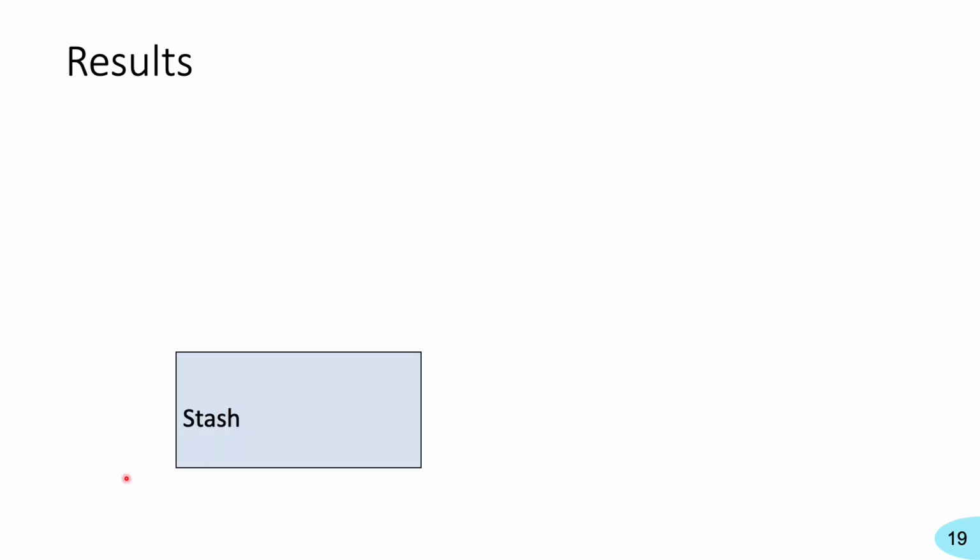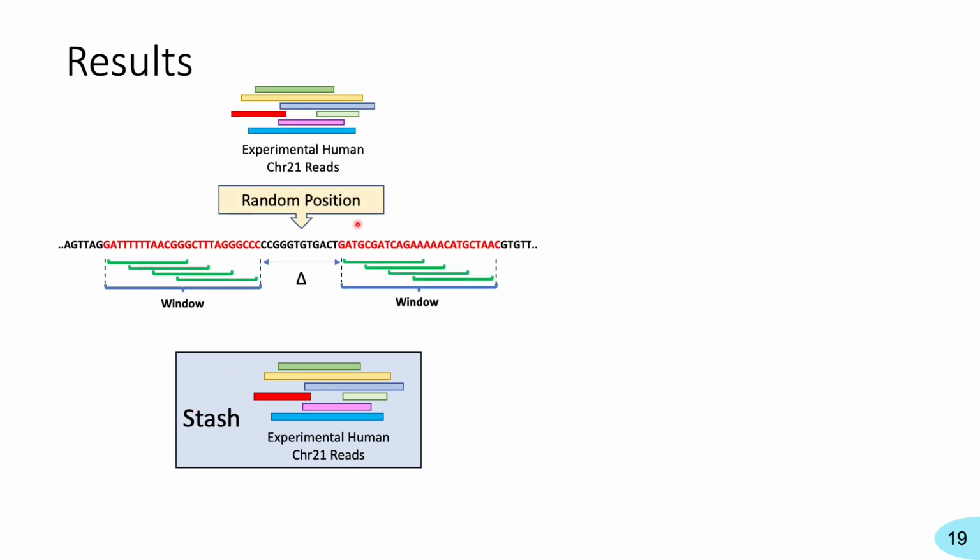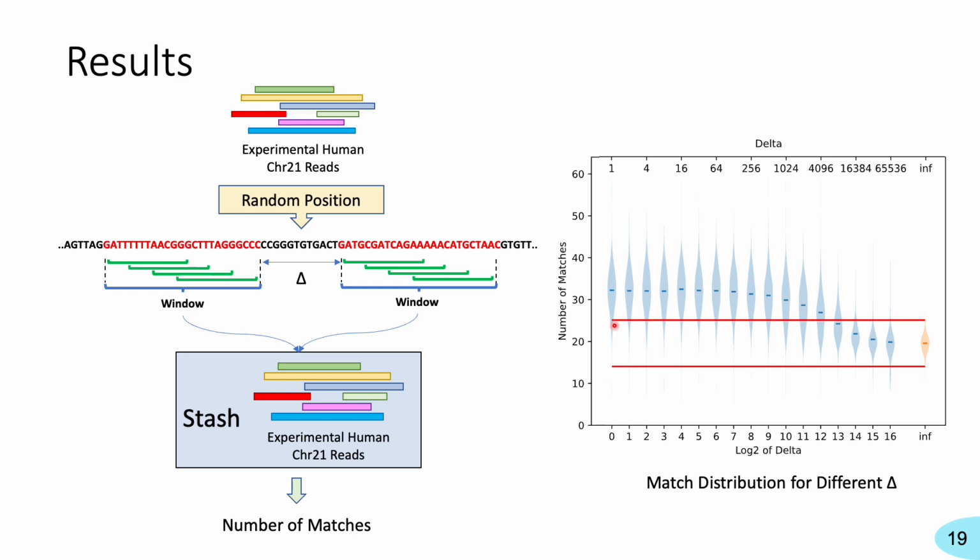As for the second experiment, we have filled the stash with the same experimental human chromosome 21 reads as the previous experiment, and by considering these reads, we choose a random position on them, which helps us extract two windows that have a distance of delta with each other. By giving these two windows as input to stash, we can calculate the number of matches between them. And by repeating this whole process several times, we get to a distribution of the number of matches.